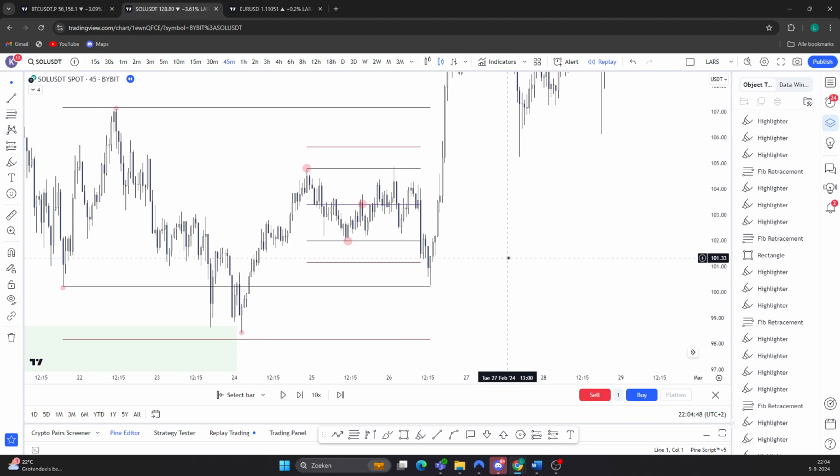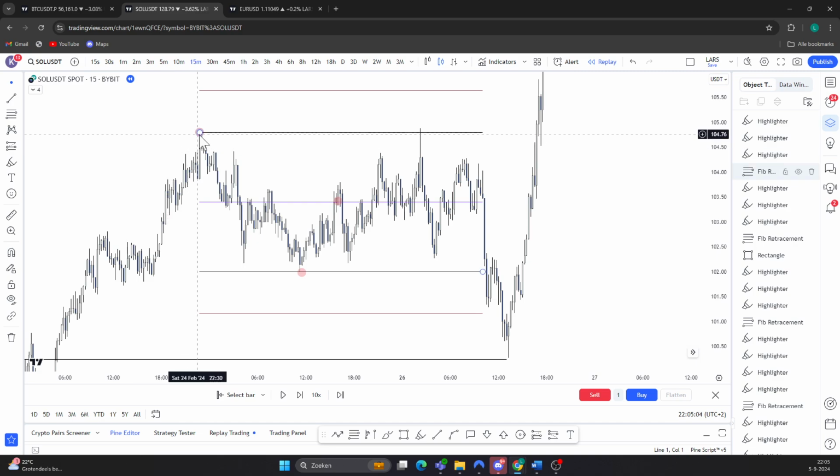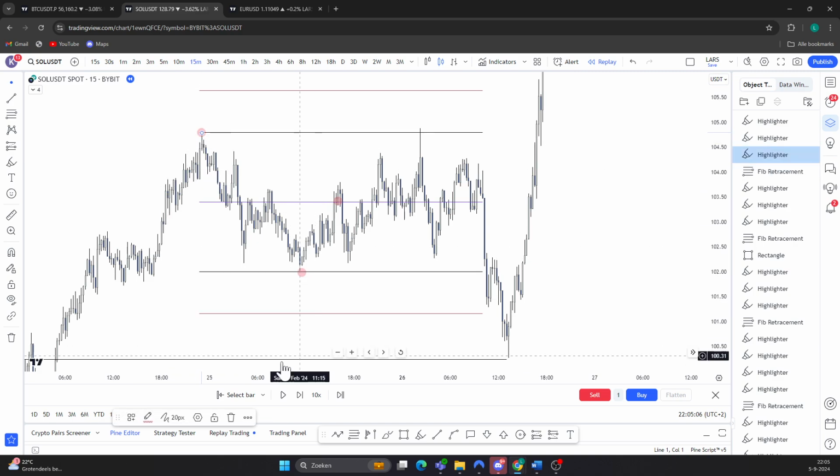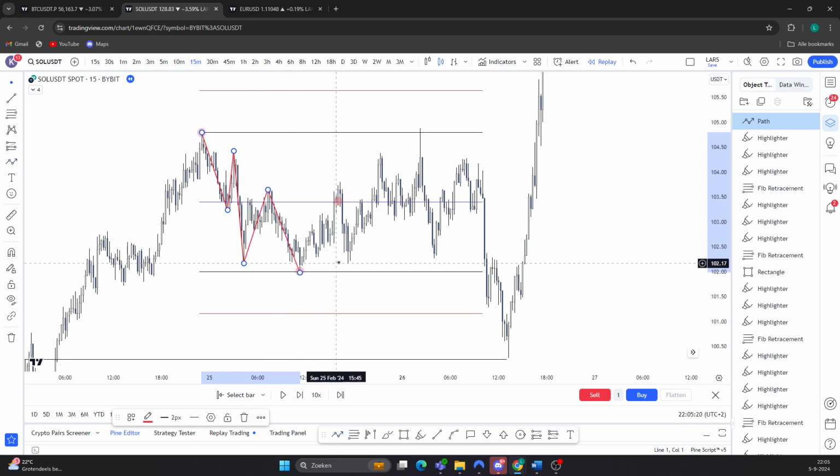However, in order to get from this point towards this point, we need to have some sort of downward structure, don't we? I think we do. So if I zoom in on the 15-minute, what do we see, guys? How should I draw structure on the 15-minute to get from this point to this point? High, low, lower high, lower low, lower high, lower low.